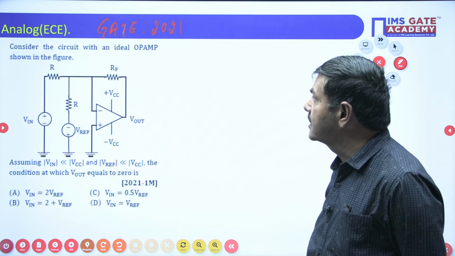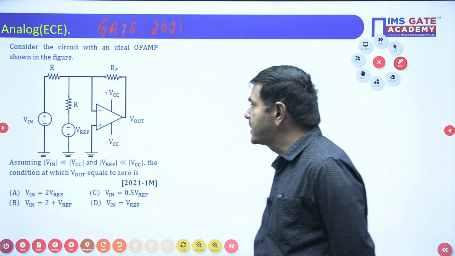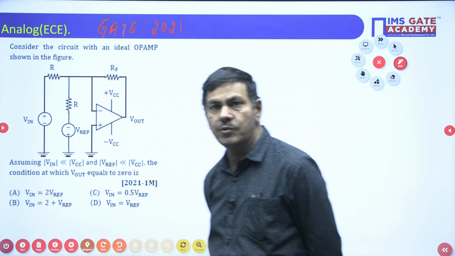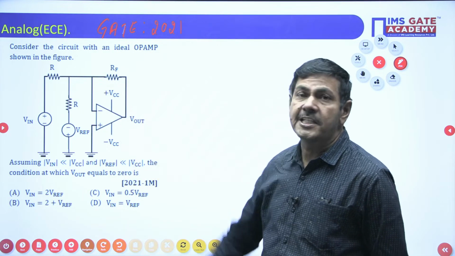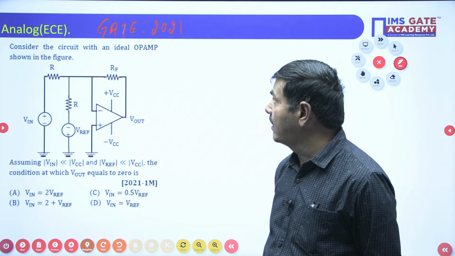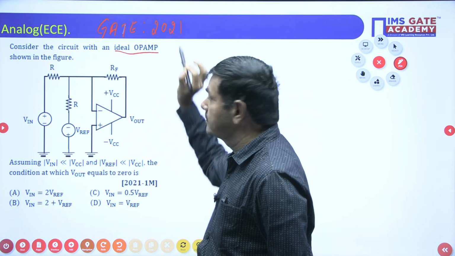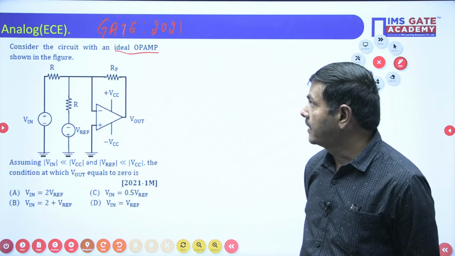What is strictly specified in the problem? Two sources are connected here. One is V in, one is V reference. There is an operational amplifier. Is it ideal or non-ideal? Strictly given, it is an ideal op-amp.